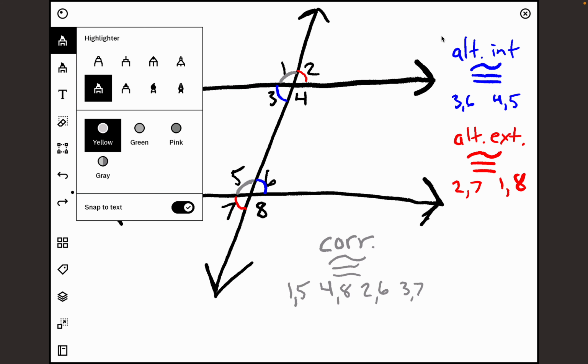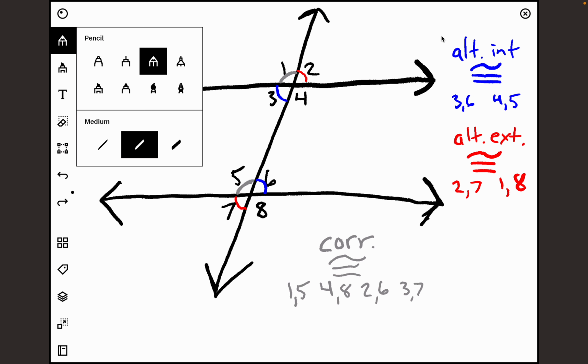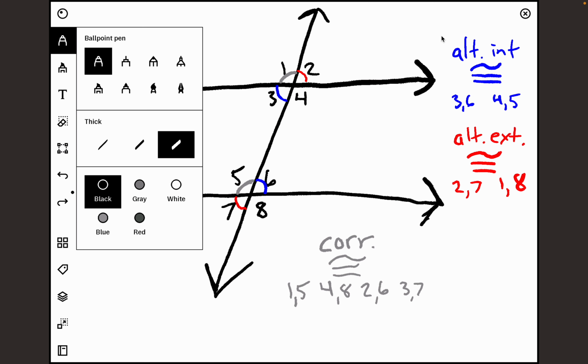Oh, I don't know why it's sticking to the highlighter. Oh my gosh. There we go.